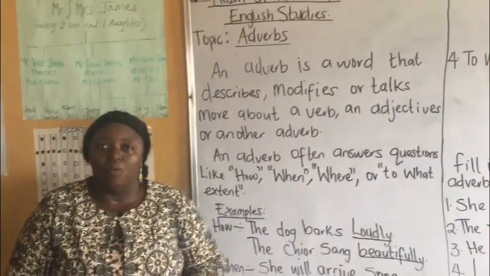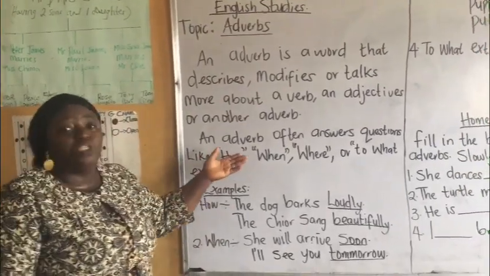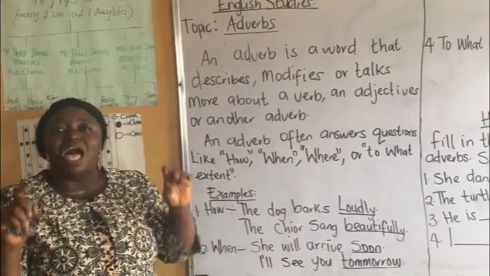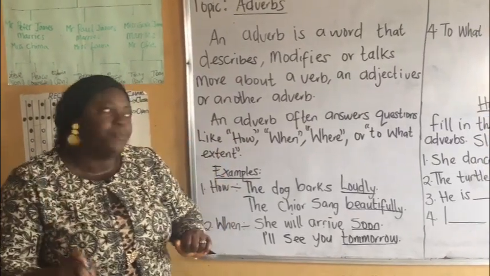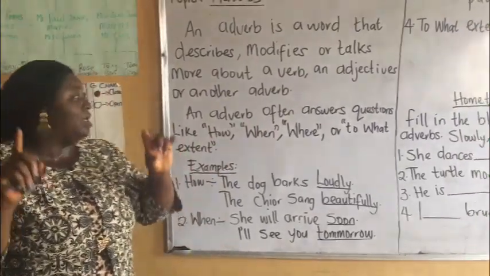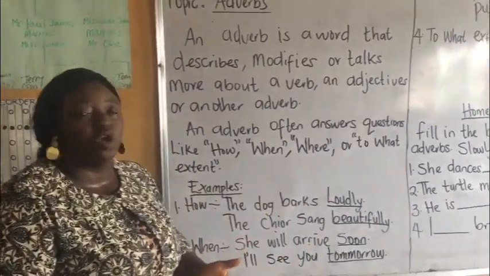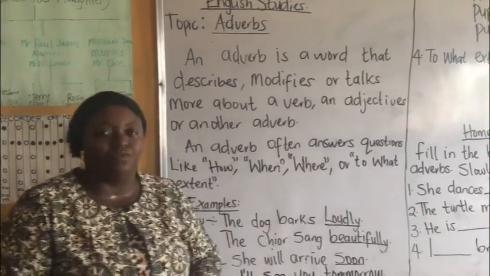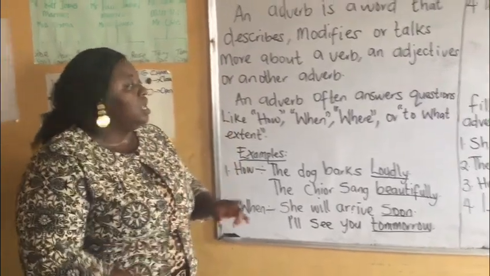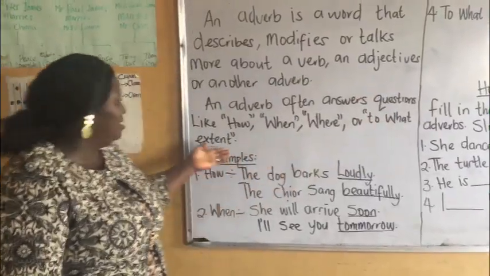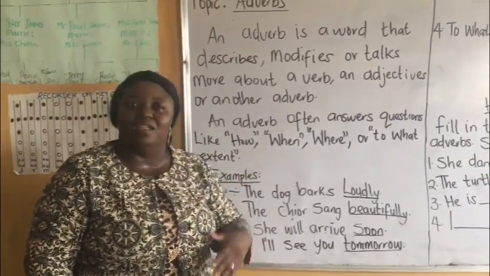When we're talking about how, we're talking about how the event happened. And it also talks about when. You don't just talk about how an event happened, but you can also talk about when it happened. Yes, very good. And the last part of it also talks about to what extent an event happened.